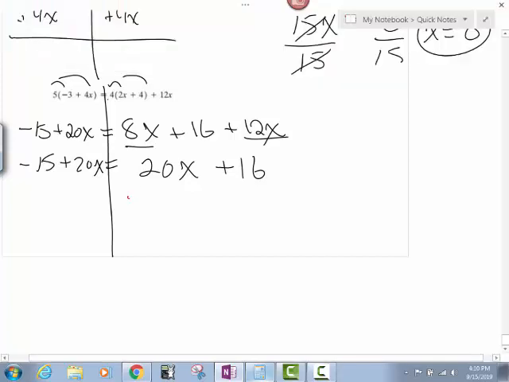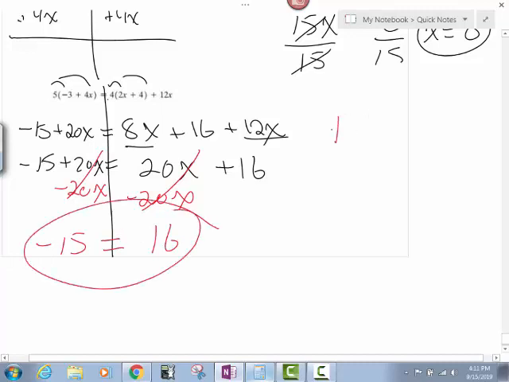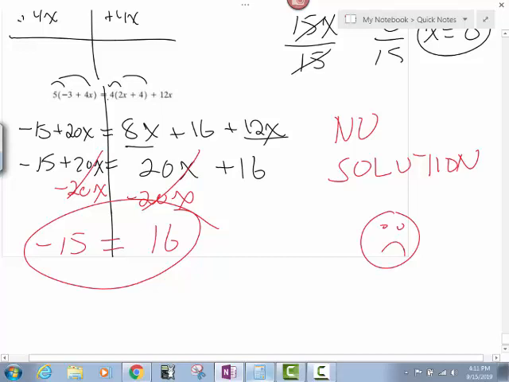Okay. We can go ahead and subtract 20x on both sides. Those would cancel. And I'd end up with a negative 15 equals 16, which we know is not true. So remember, when it's not true, it's no solution, right? And that was section 2.4.